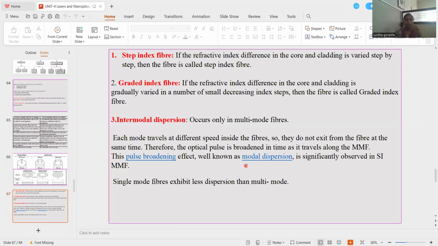Now see the third category based on the refractive index. The optical fibers are divided into two types, step index and gradient index optical fibers. Now see first about step index optical fiber. If the refractive index difference in the core and cladding is varied step by step, then the fiber is called step index optical fiber. See here in the diagram.